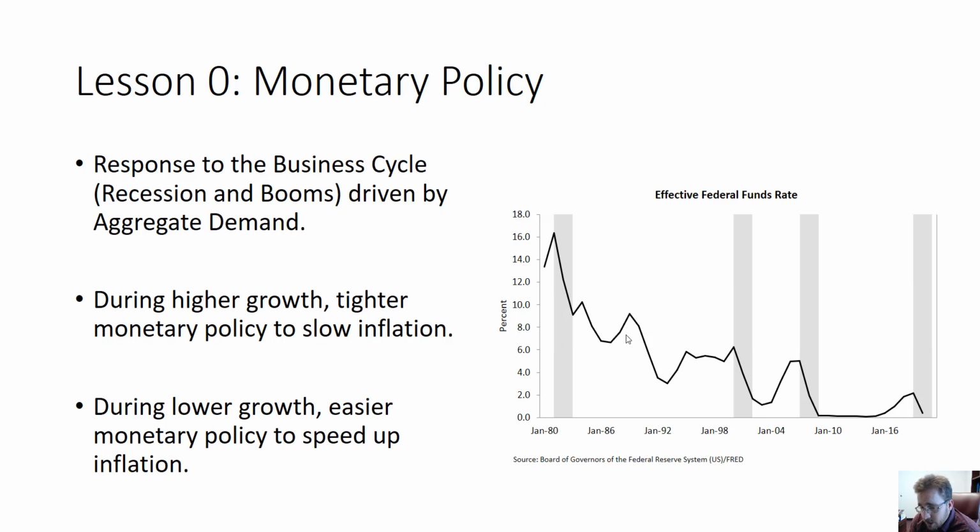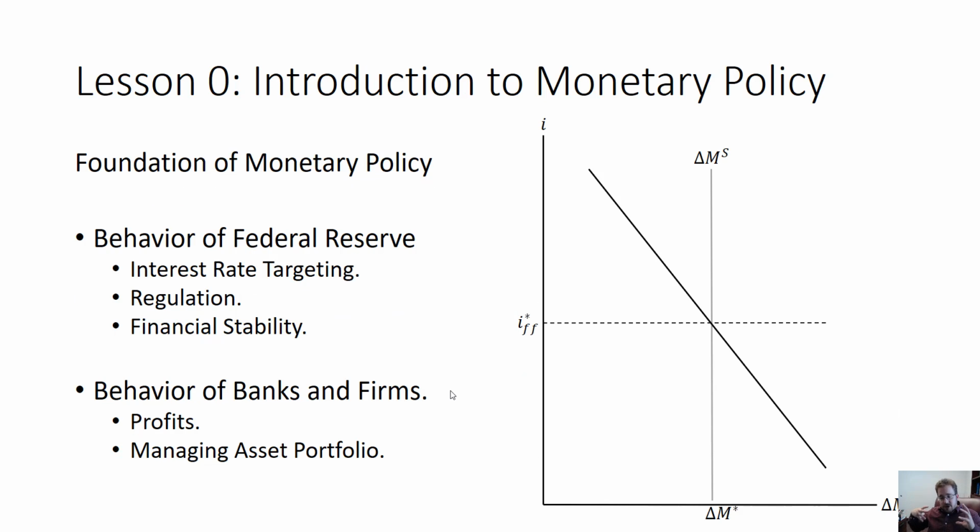And you can see there's this long downward trend. We have a very long history, back to the 80s, of easing monetary policy. But during higher growth, there's tighter monetary policy to slow inflation, so they increase the interest rates. And during lower growth, you can see where they lower these interest rates, now down to this 10-year period of the zero lower bound since the Great Recession. So that's the target of what we want to look at through the theory and the data.